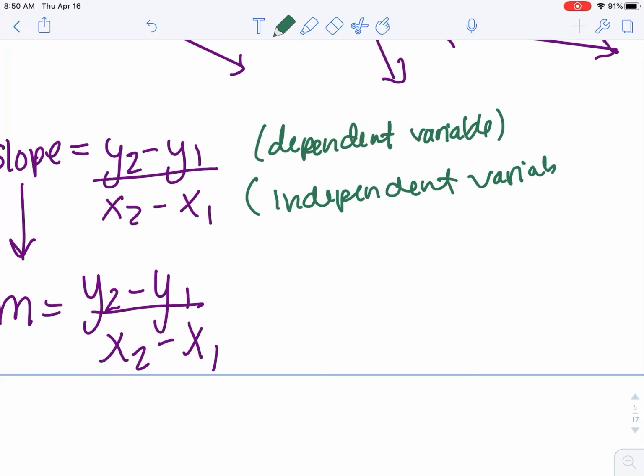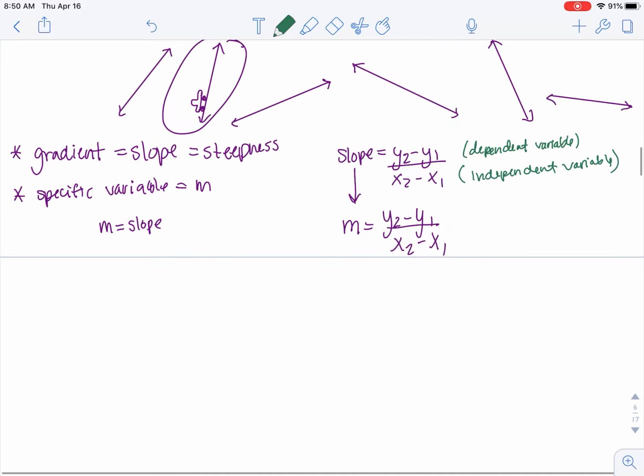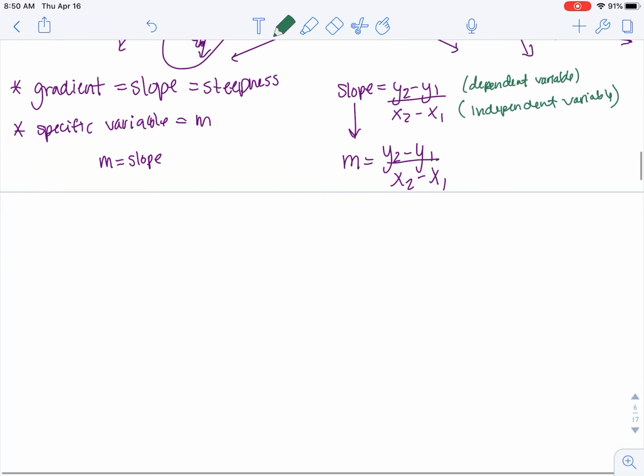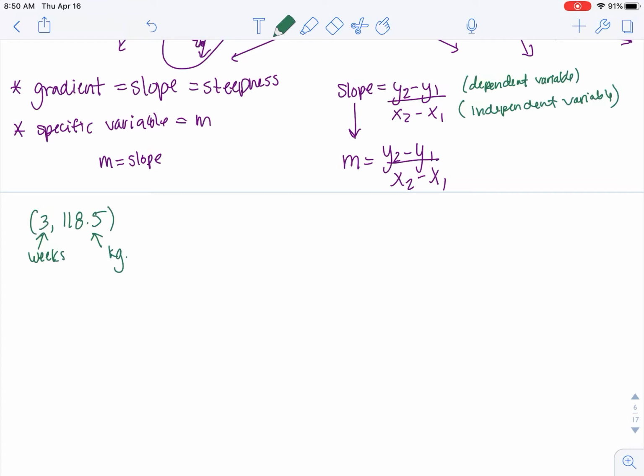That is why your y has to go on top. When we looked at our summative, and I'm going to go back to that a few times because that was the whole reason we did the summative, was to investigate slope. We had the point 3, 118.5. 3 was our weeks, and 118.5 was our kilograms.